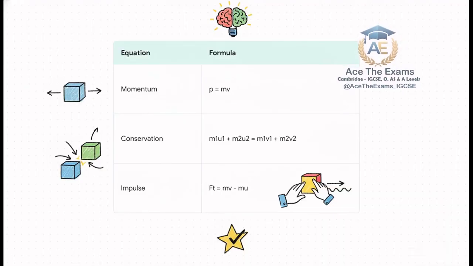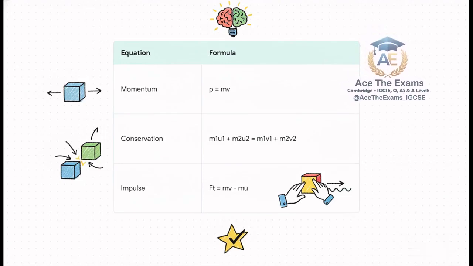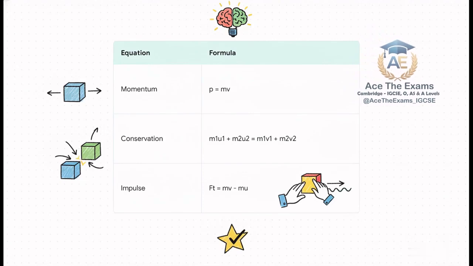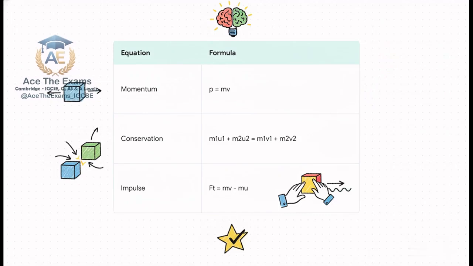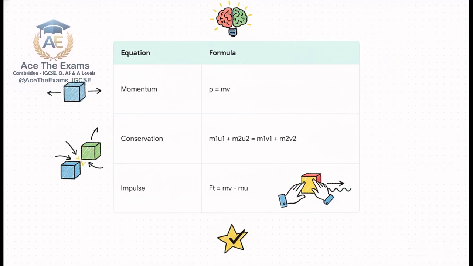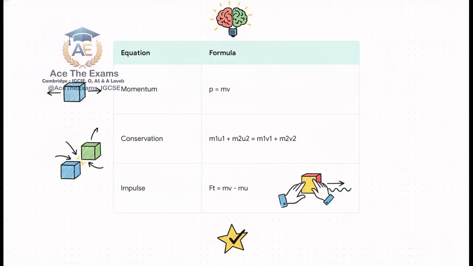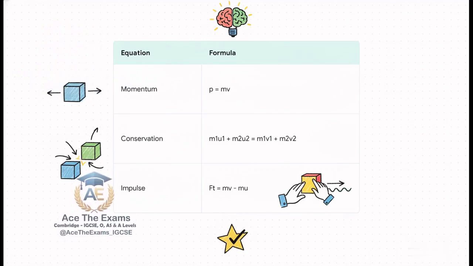All right, there are 3 main equations where momentum features, and locking these into your memory is non-negotiable. First up, standard momentum, P equals mv. Second, the conservation of momentum for two objects, m1u1 plus m2u2 equals m1v1 plus m2v2. And third, impulse, Ft equals mv minus mu, which just means force times time equals mass times final velocity minus mass times initial velocity. Having these formulas memorized is obviously essential, but knowing how to actually deploy them under pressure, that's what gets you the A-star.